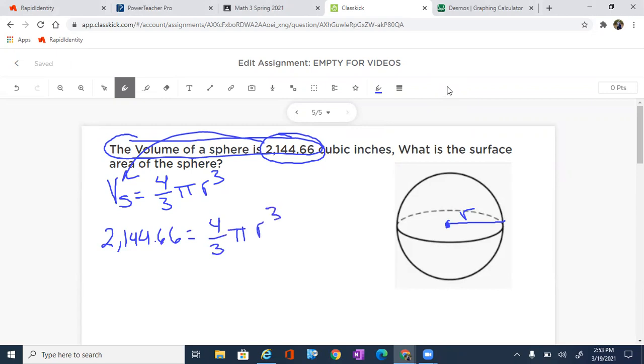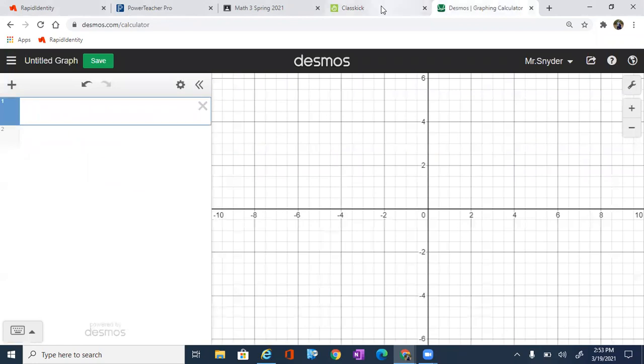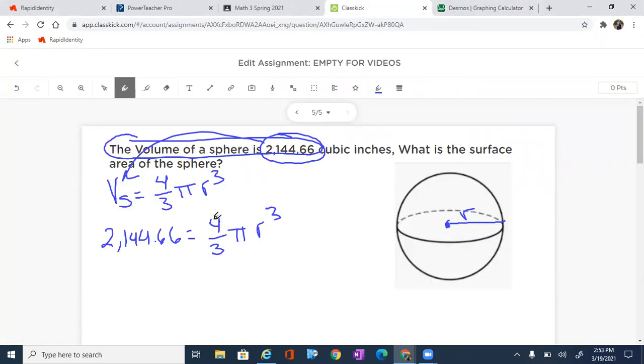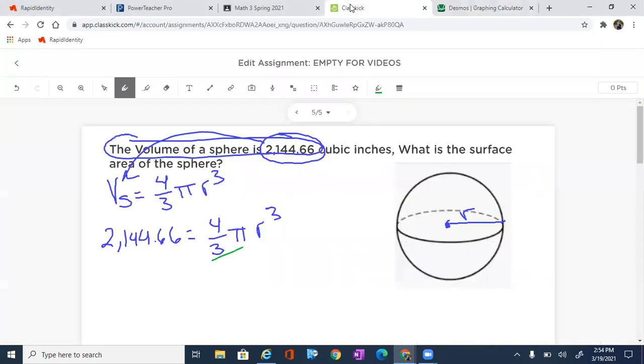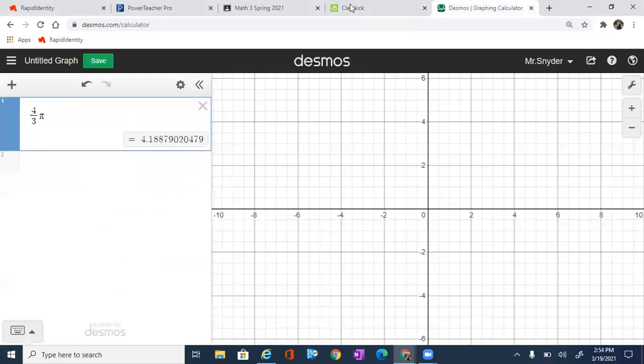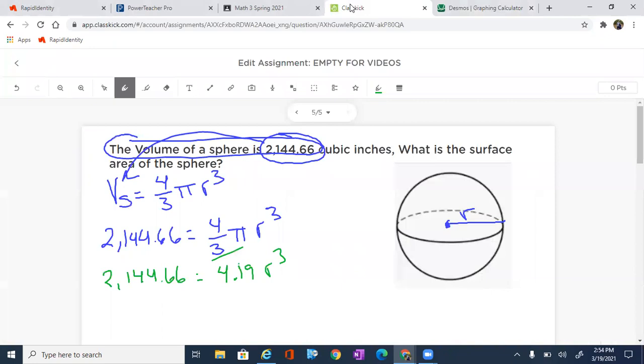All right, so once we've got this information, I'm going to simplify this piece right here, which is 4/3 pi. So let's take care of that. 4 divided by 3, and then type in pi into Desmos. It's going to give us approximately 4.188 or 4.19. So let's write that out. 2,144.66 equals 4.19 r cubed.